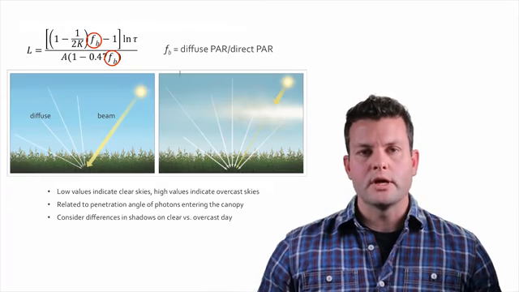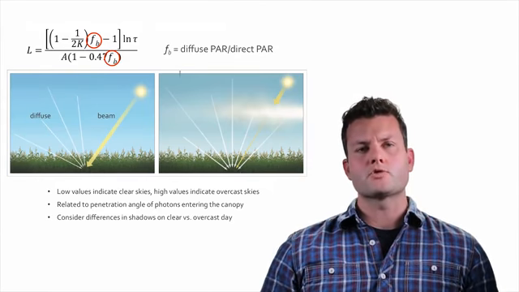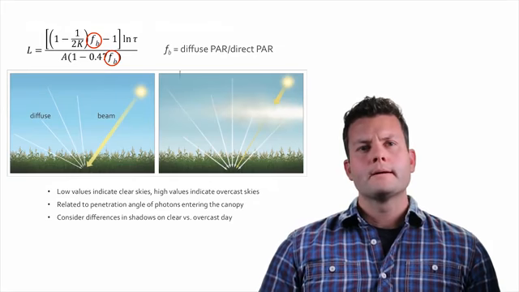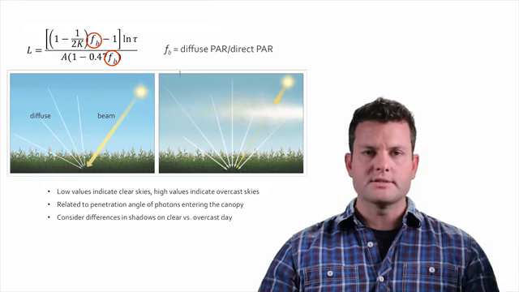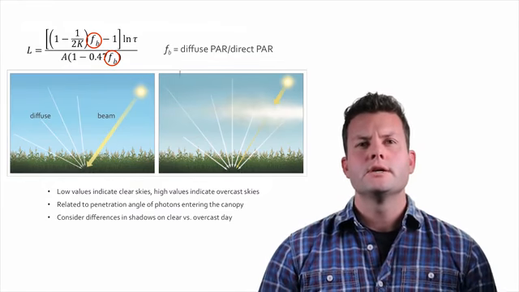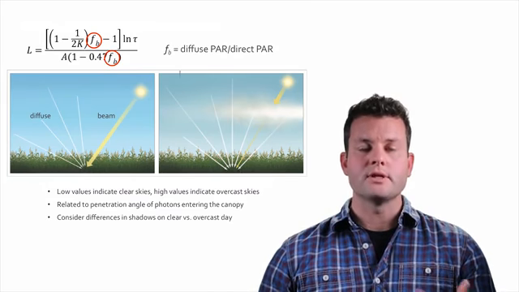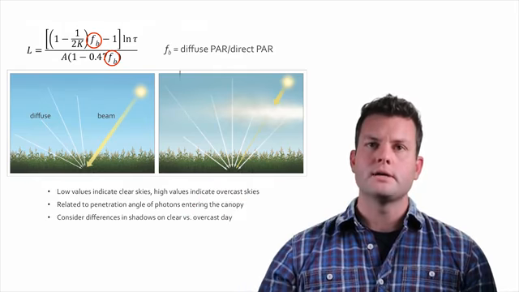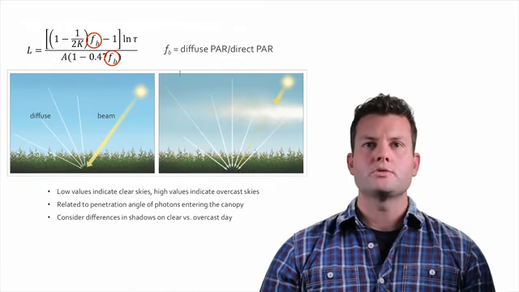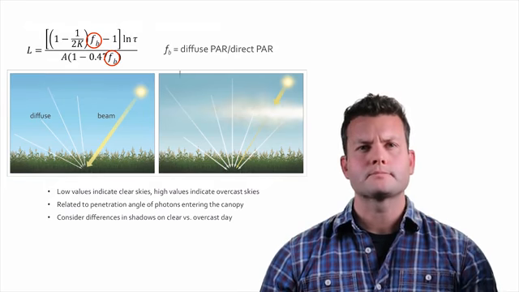So the take home here is that this F sub B term is important because it's describing the distribution of penetration angles of photons into the canopy. So you can imagine that this F sub B interacts with leaf angle distribution to describe the probability that a photon is going to penetrate or be transmitted all the way through a canopy.